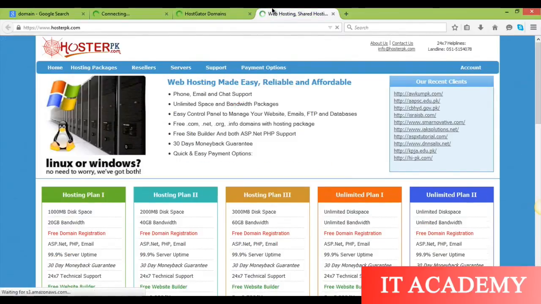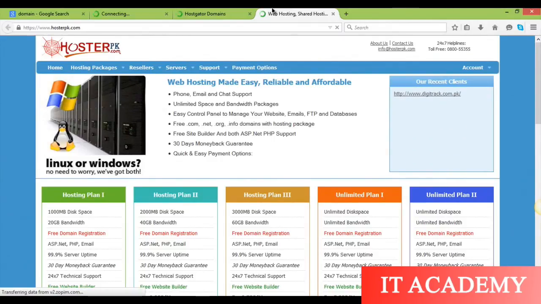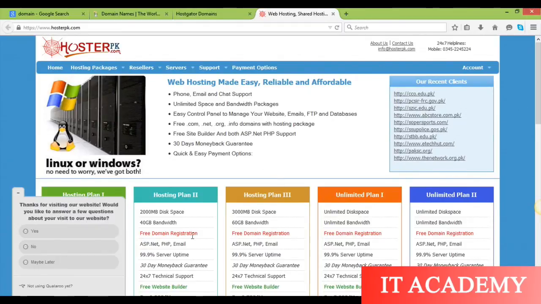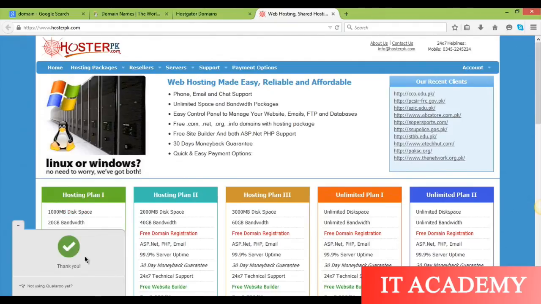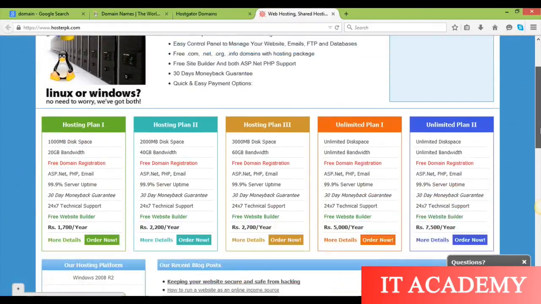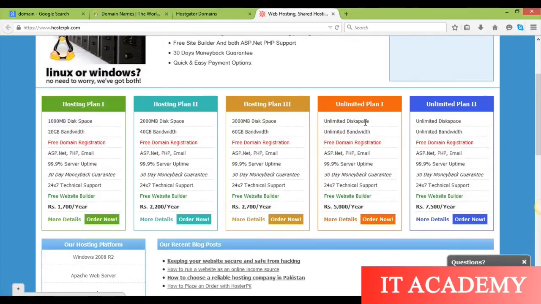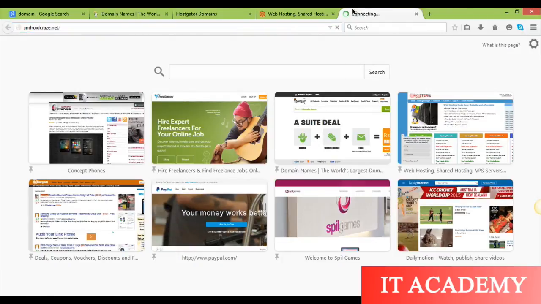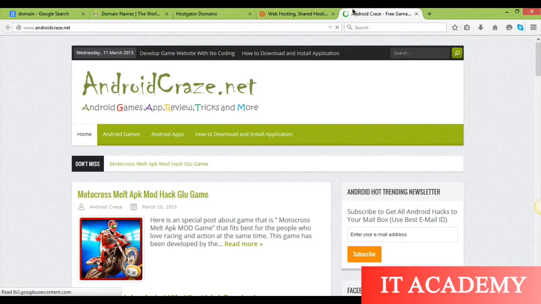There are three things about hosting: they will give you disk space, they will give you bandwidth, and they will give you uptime. I am currently using the hosting of hosterpk.com, on their unlimited plan one. Hosting plan one has unlimited disk space, unlimited bandwidth, and 99.9% server uptime. Server uptime means that if you go to your website and find that it is not loading, it means the server is down.